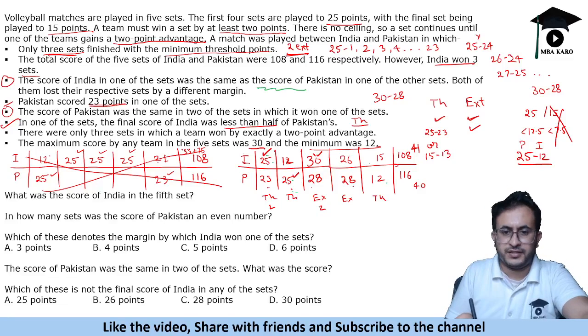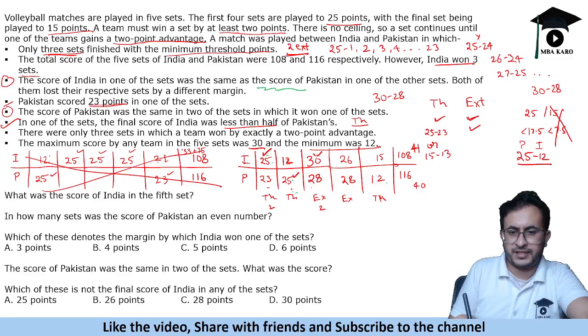So what we did was, one of them is an extended, one is threshold. So we took this as threshold. We did not get a result. So we tried to put this as threshold and make India win, okay. And you can try with Pakistan win also.